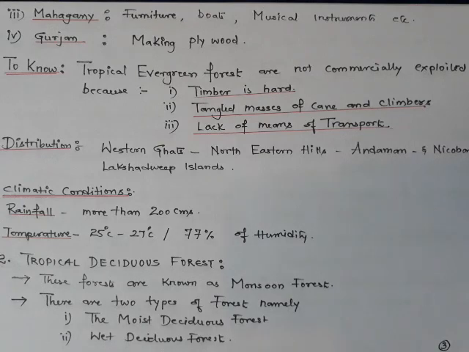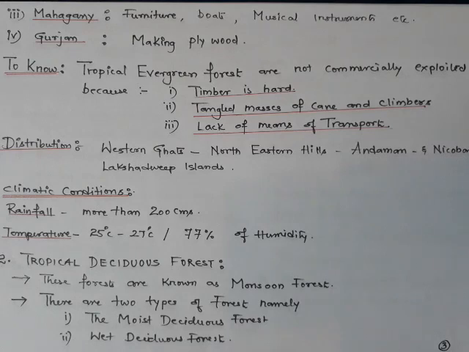Again, from a board examination point of view, an important question that can be asked is the geographical conditions favoring the tropical evergreen forest. They are rainfall of more than 200 centimeters, temperature 25 to 27 degrees Celsius, and a very, very important factor, a humidity of more than 77%.